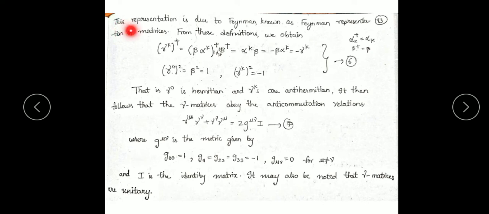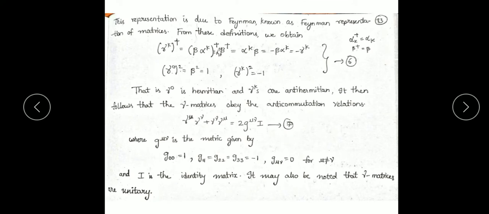Next, this representation is due to Feynman, known as the Feynman representation of the matrices. Based on this representation of these matrices, from the definition of these gamma matrices, what would we obtain? Gamma k whole transpose conjugate: this symbol indicates the transpose as well as the conjugate of that particular matrix, both put together. So gamma k whole transpose conjugate. If we take the transpose conjugate, we know that gamma k is nothing but beta into alpha k.